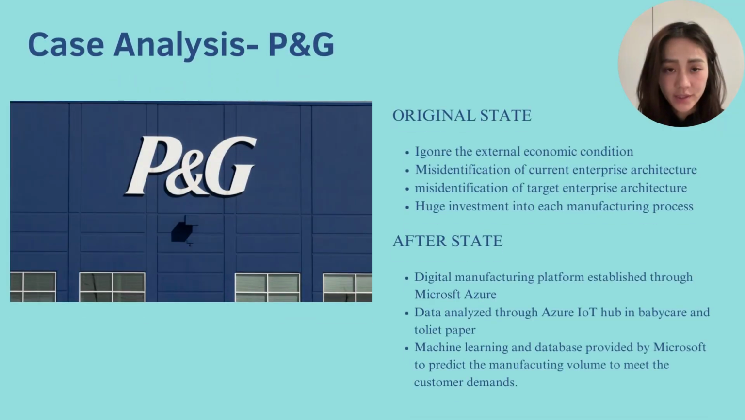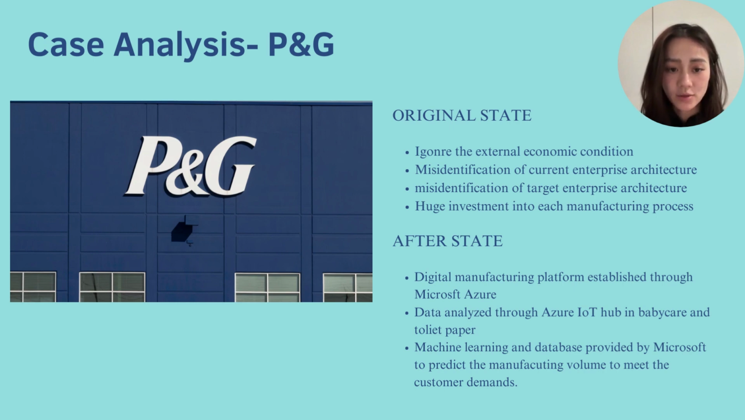In 2012, P&G was eager to be one of the most digitalized manufacturing companies in the industry and directly invested lots of budget in digital transformation, but misidentified the target price architecture and ignored external economic conditions. The partnership between P&G and Microsoft was formed in 2022.